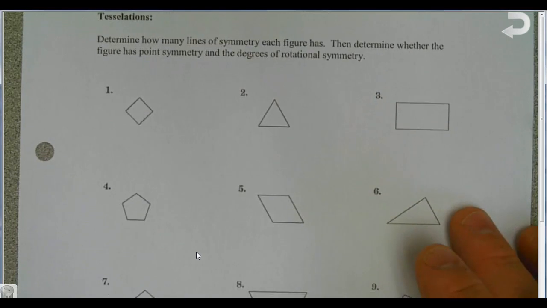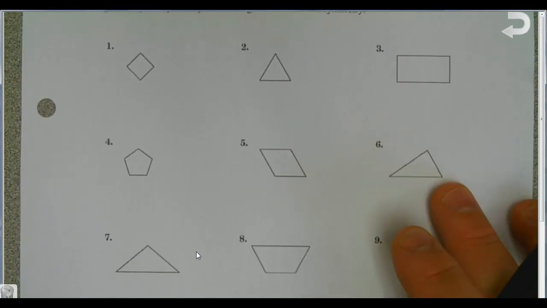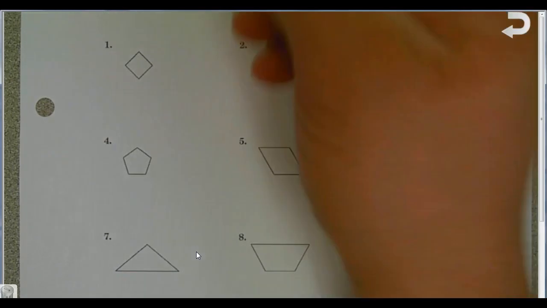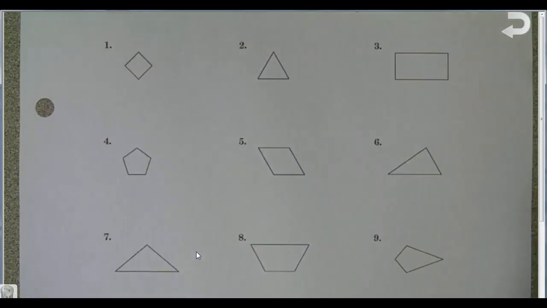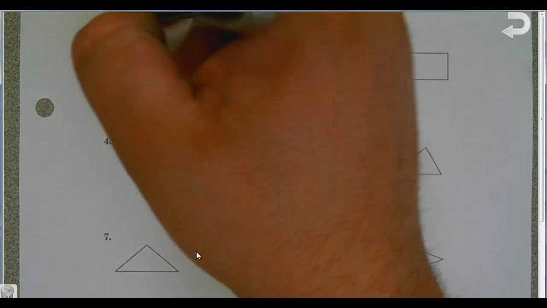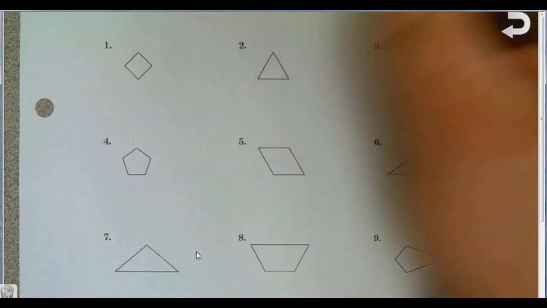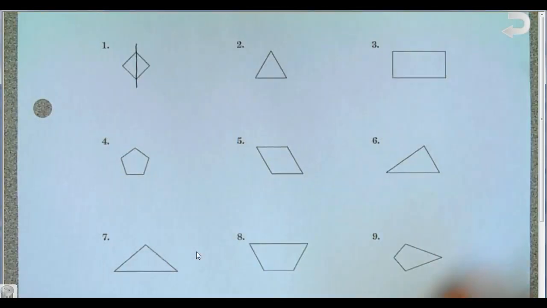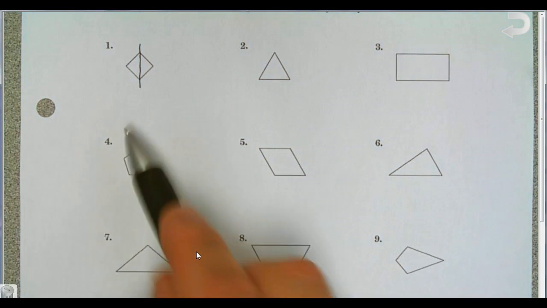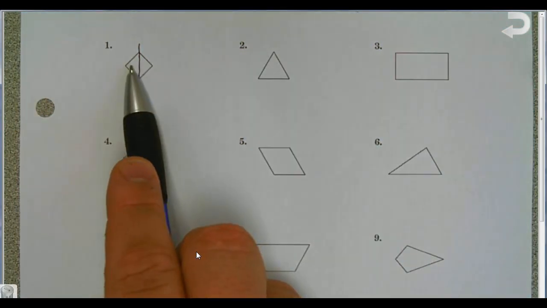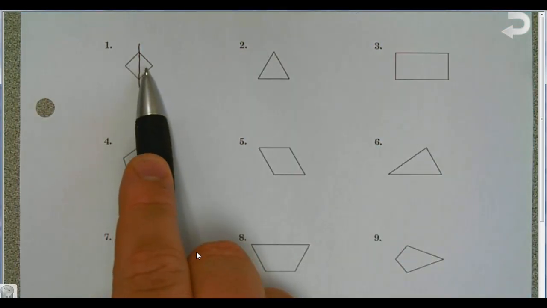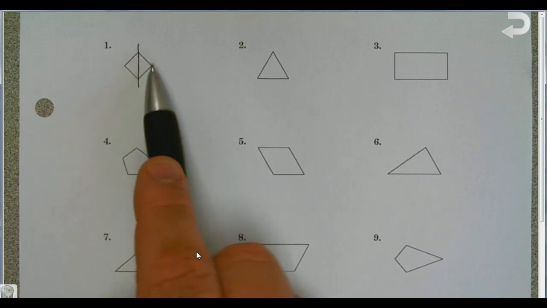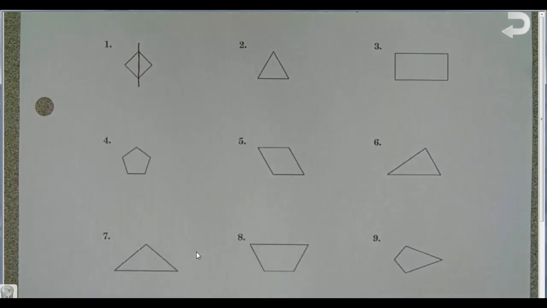So what's going to happen is for each of these, I'm going to do 1 through 3, and then you're going to finish 4 through 9. So the first thing we want to talk about is, does this shape have line symmetry? And so when I draw a line through this square here, is this side the same as this side? In other words, could I take this point and fold it over and get the same thing and have it mirror on top of each other? And I totally could.